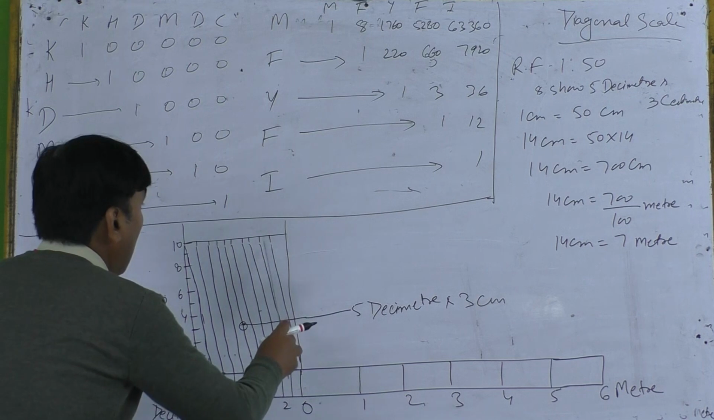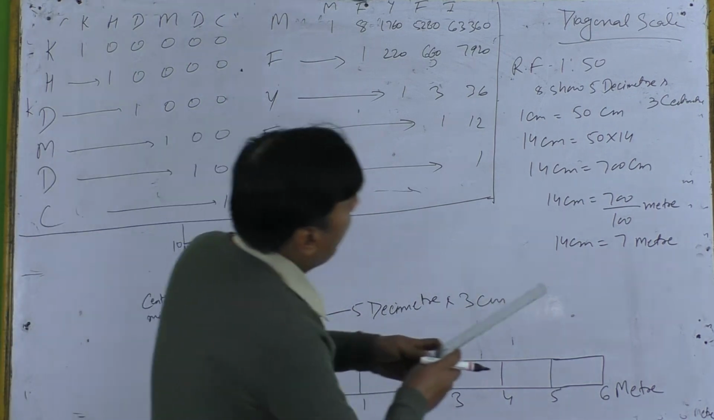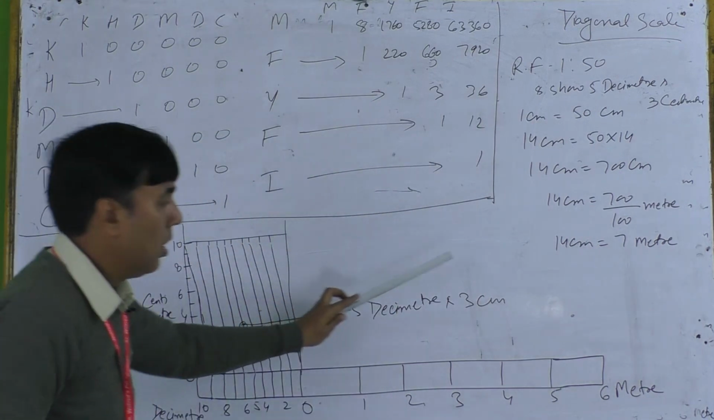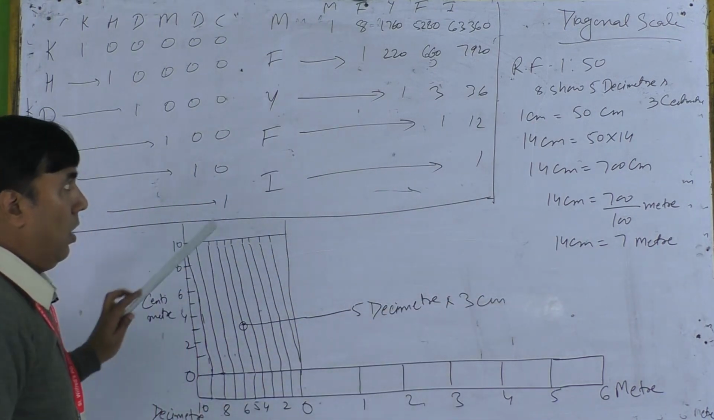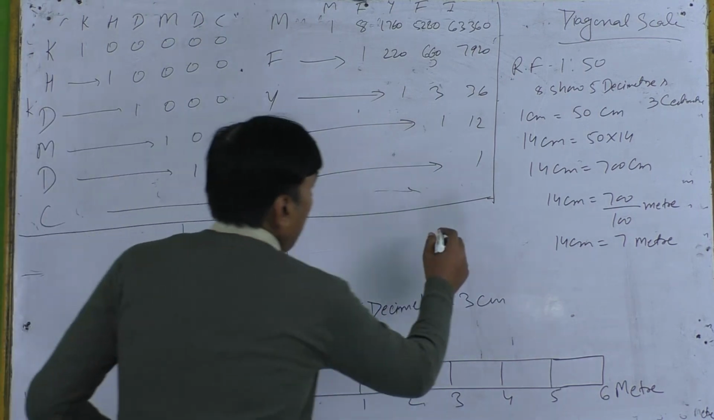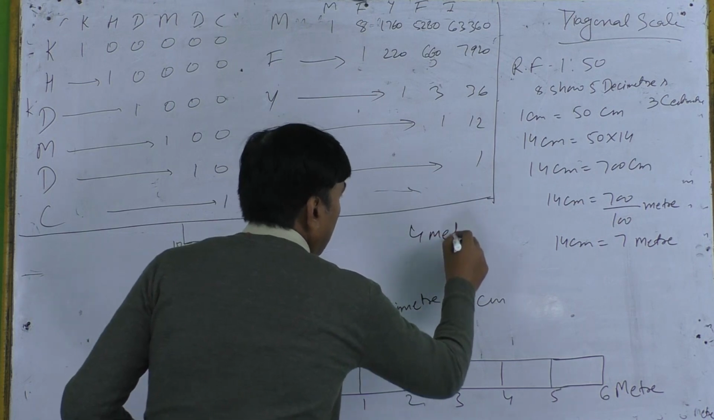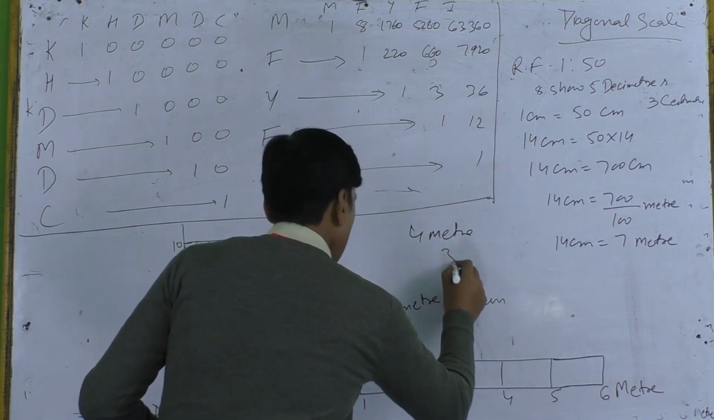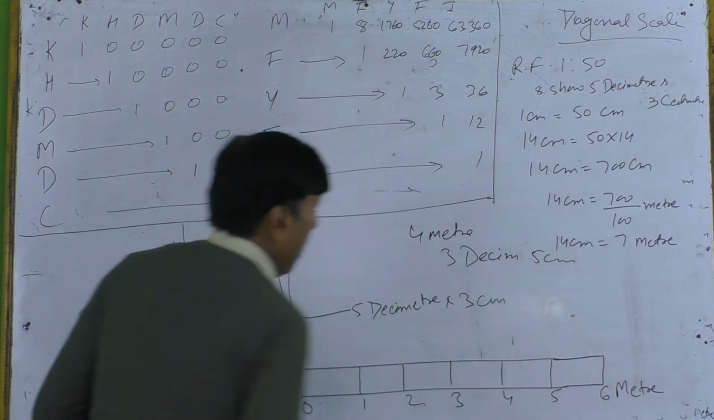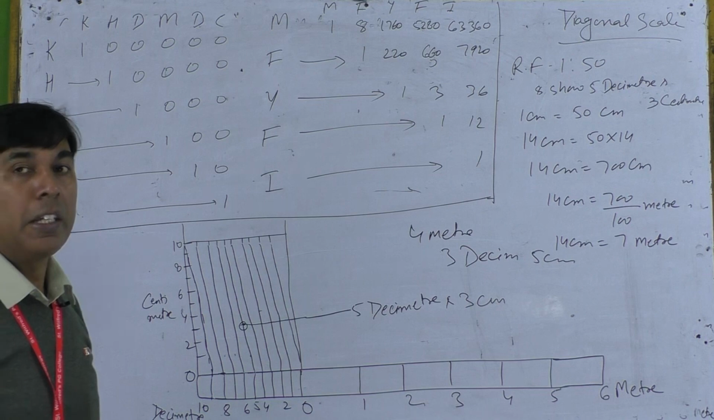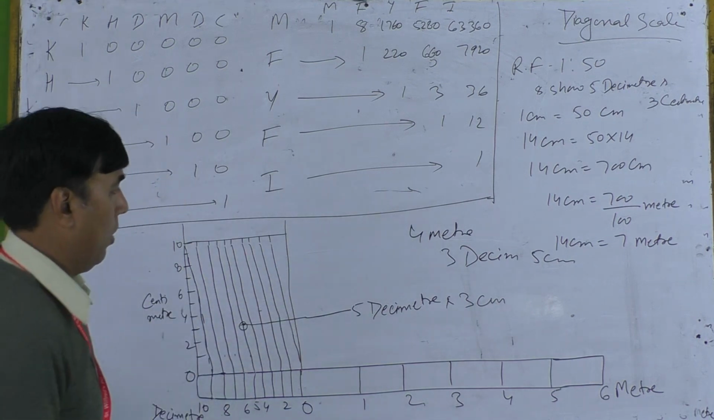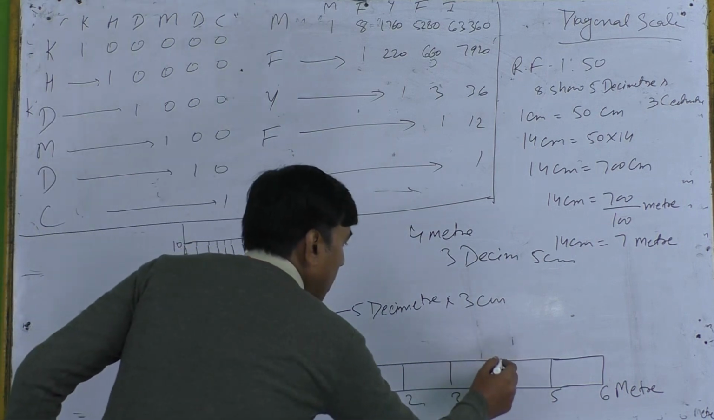So it means whatever is asked in the question we can show easily in this graphical scale, like a diagonal scale. If somebody asks, okay, show me 4 meter, 3 decimeter and 5 centimeter. Can we show on this graph? Yes, we can show. How? Look here. 4 meter. Where is 4 meter? This one is 4 meter.